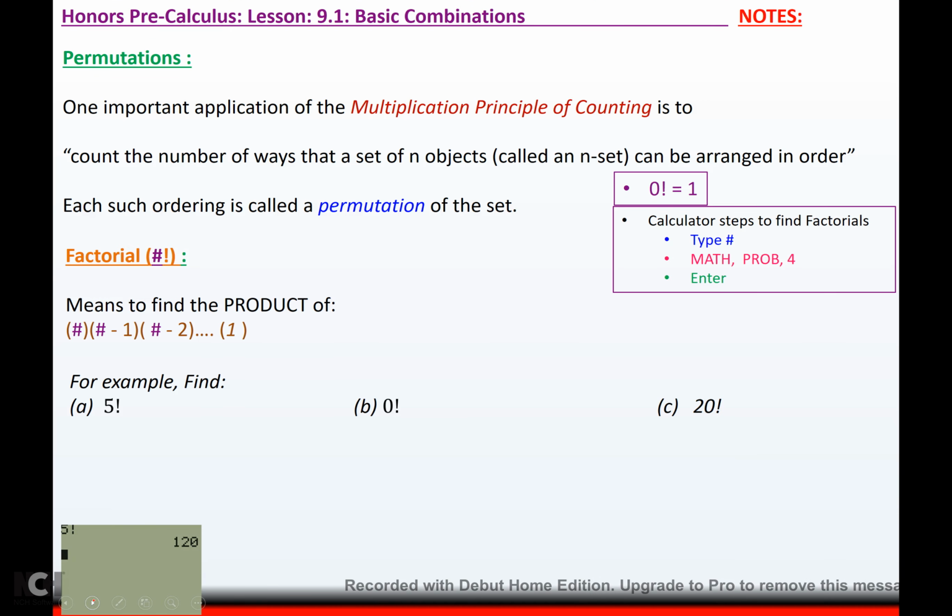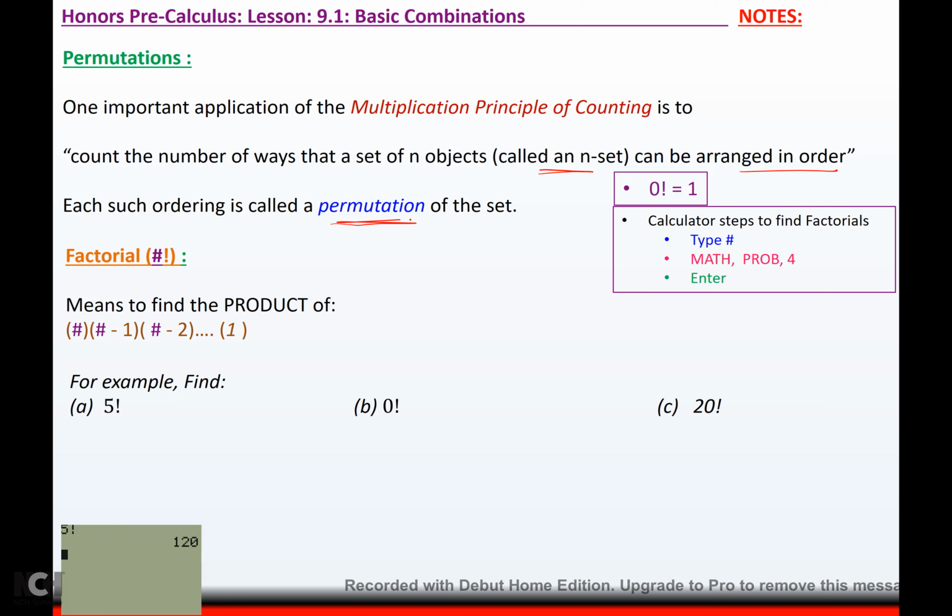So here we go. Permutations. One important application of the multiplication principle of counting is to count the number of ways that a set of objects, called an n set, can be arranged in order. Each such ordering is called a permutation of the set.